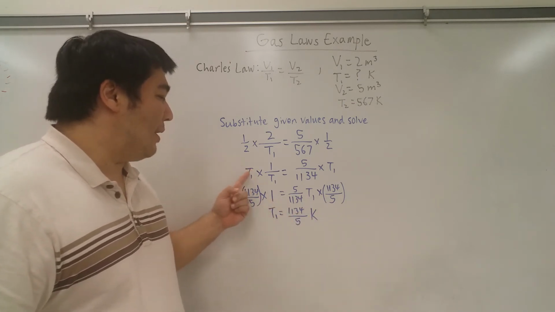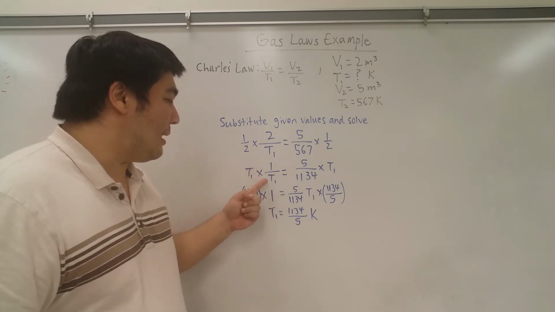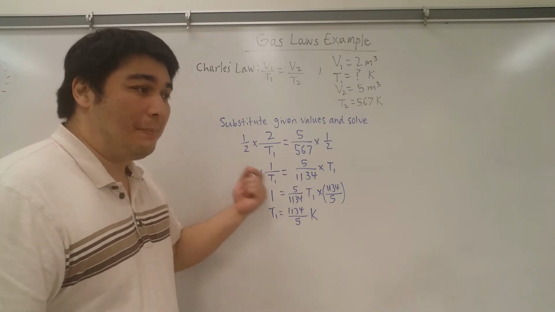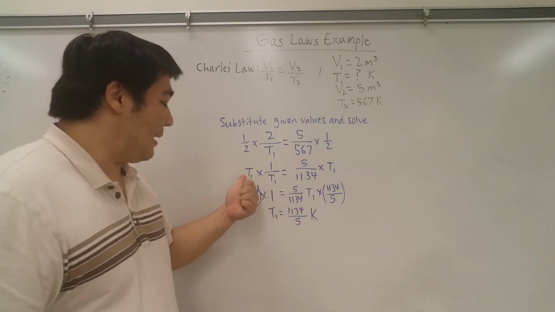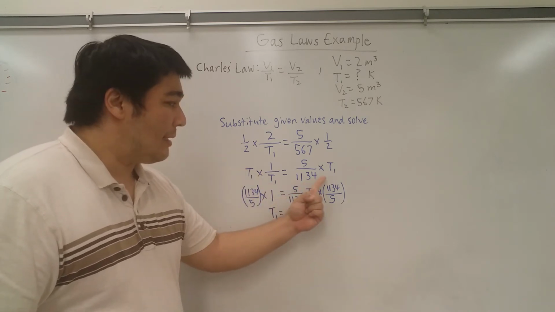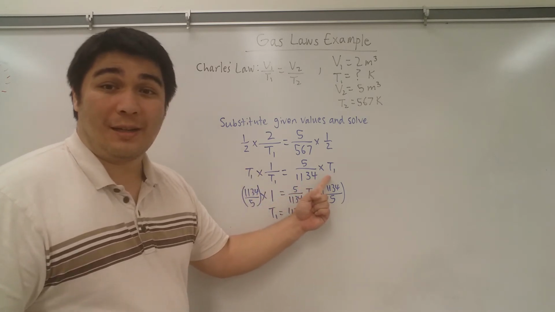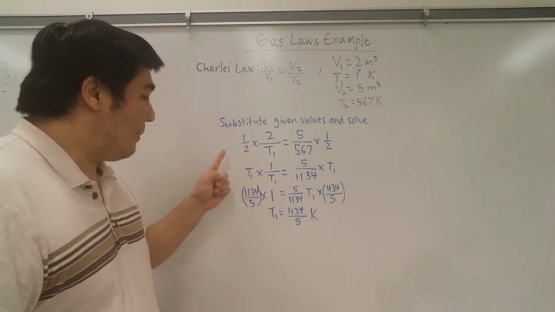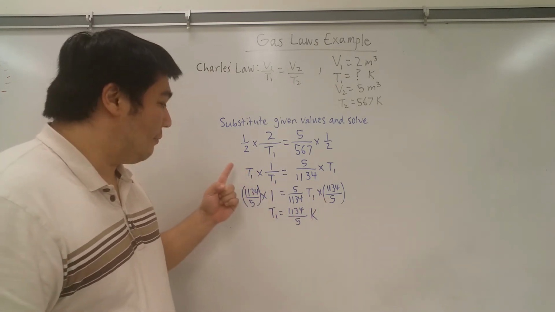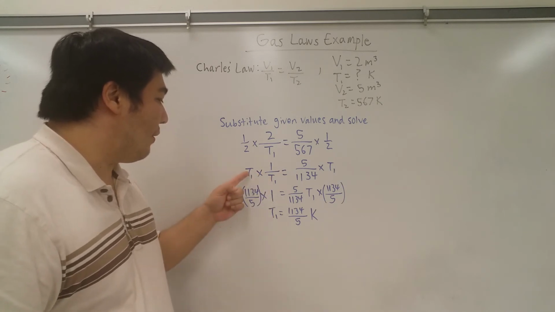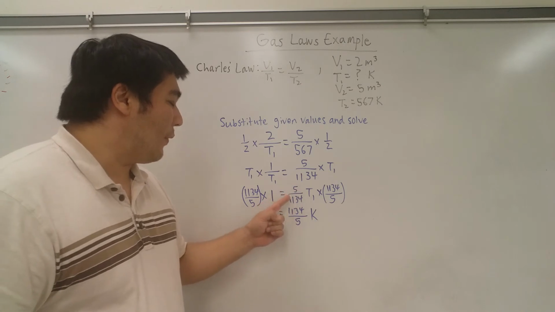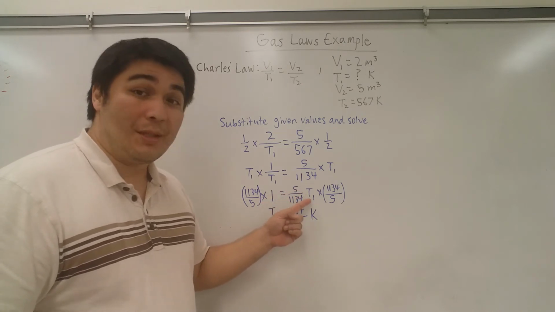So what I do is I multiply both sides, because right now this t1 is in the denominator. To get it to the numerator, I have to multiply both sides of the equation by t1 so that t1 cancels on the left side and is now in the numerator on the right side of the equation. So that's why, and because t1 over t1 is 1, so that way this gets eliminated. So t1 divided by t1 is 1, so that's why I have a 1 here. Now I've got 5 over 1,134 times t1.